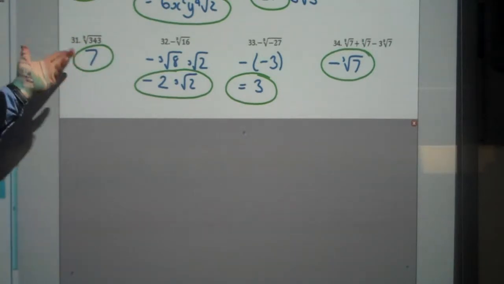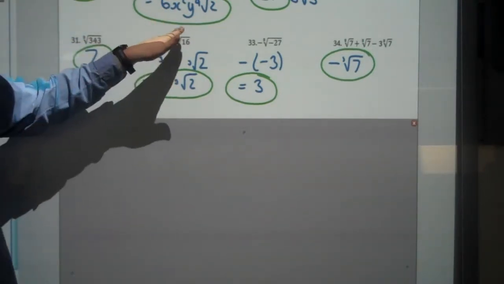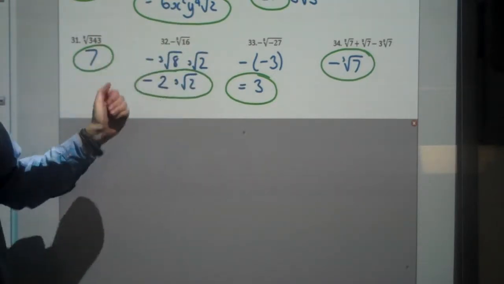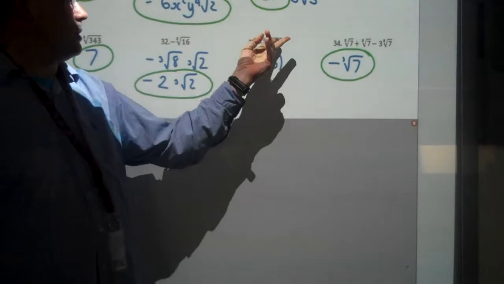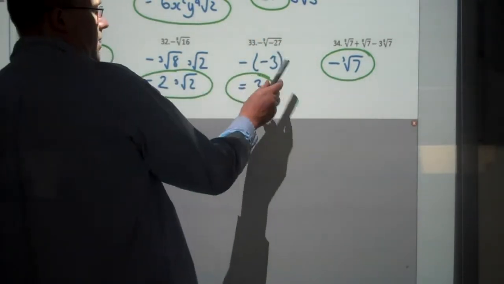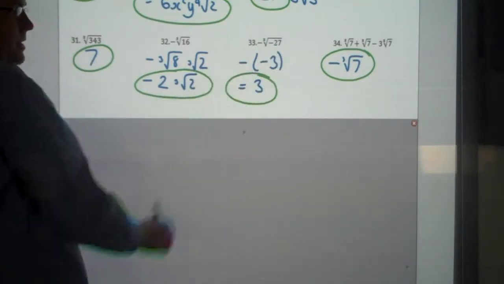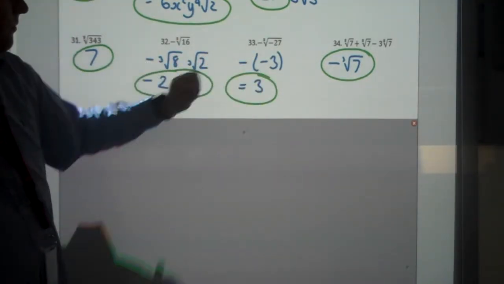31, you can just work that one out straight away. Negative, we can just leave at the start of the question. 16 we can split up as 8 and 2, and the cube root of 8 is just 2. Square root of cube root of negative 27, well, we know the cube root of 27 is 3, so the cube root of negative 27 is negative 3, and the two negatives together give me a positive.